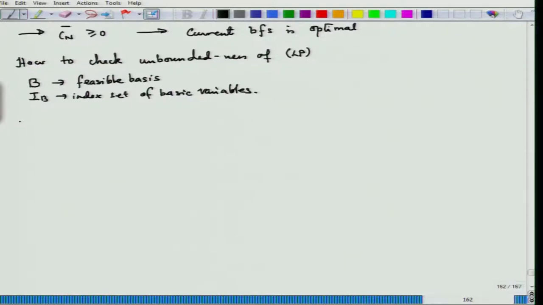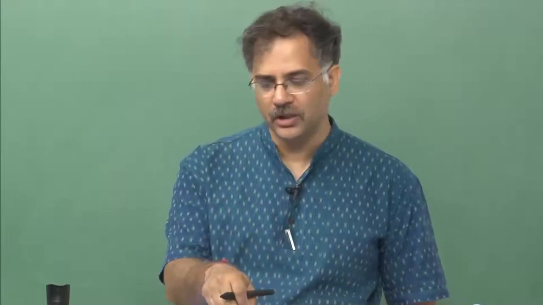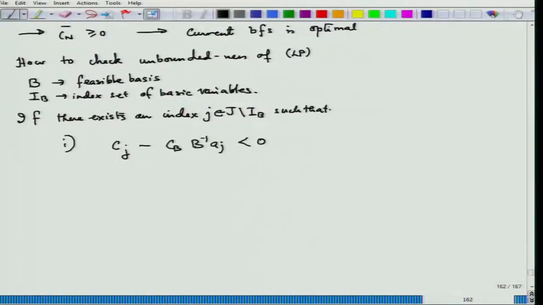Now, we will be really concerned with the non-basic part. If there exists an index j, an element of J minus I_B, that is the non-basic part, such that c_j minus C_B B inverse a_j, which is basically the reduced cost coefficient corresponding to the jth vector, is strictly less than 0, showing that optimality is not reached. That is, C_N bar cannot be greater than or equal to 0. C_N bar greater than or equal to 0 means all its components are greater than or equal to 0. But if one of its components is strictly less than 0, it cannot be.